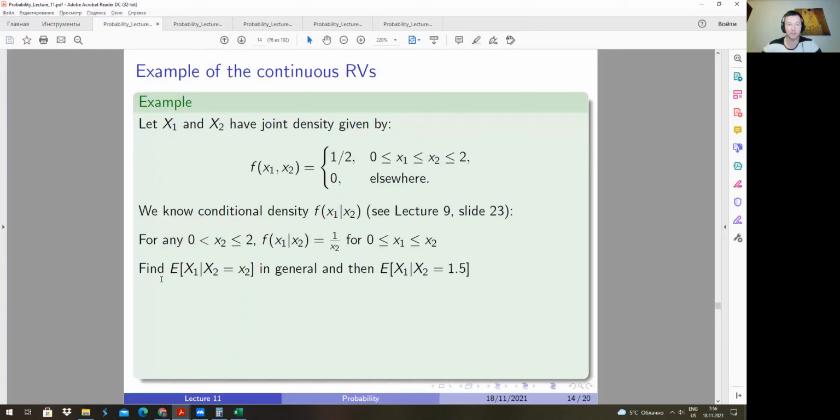So now, what is the expected volume of sales given x2 is some particular value, and then given that x2 is 1.5? So in general, the expected value of x1 given x2, we simply take the integral of x1 multiplied by the conditional density function here, integrated from 0 to x2. Why? Because x1 is bounded between 0 and x2. Don't forget about this.